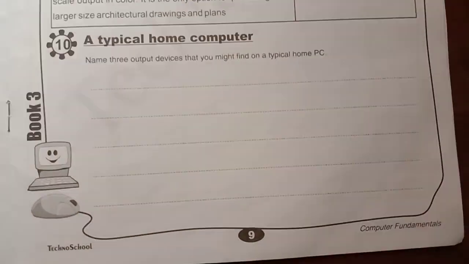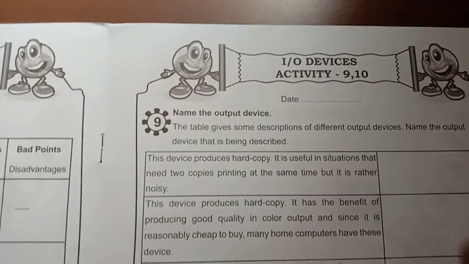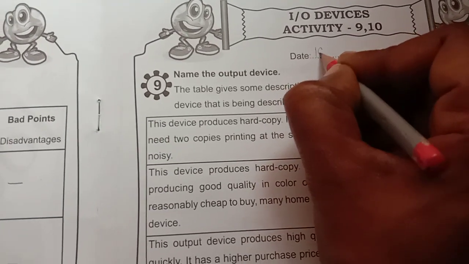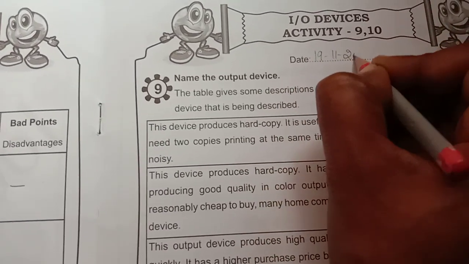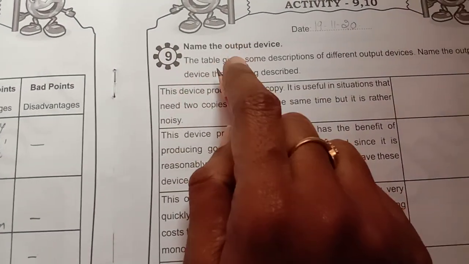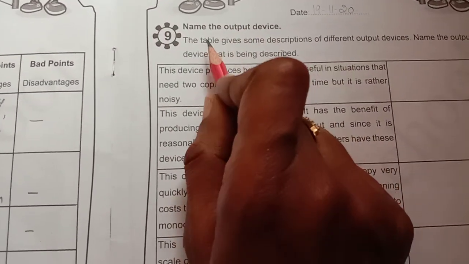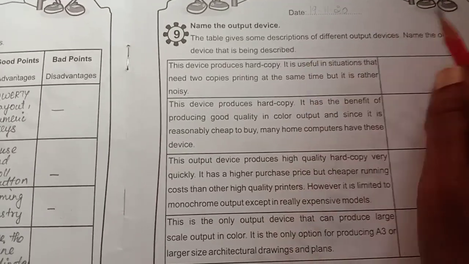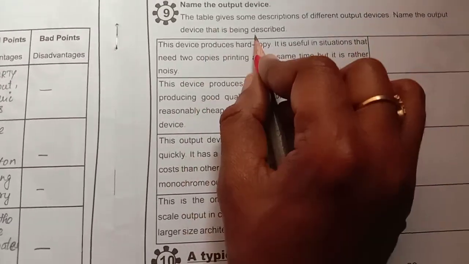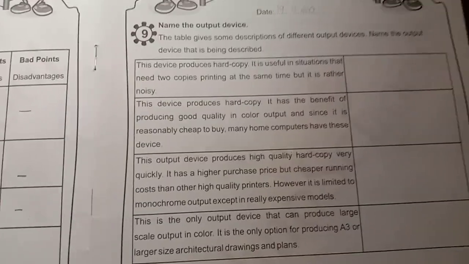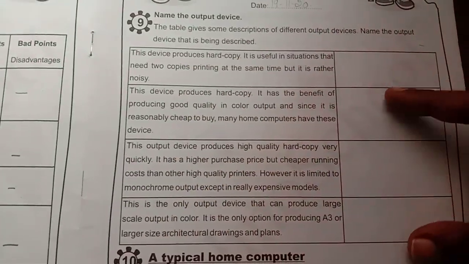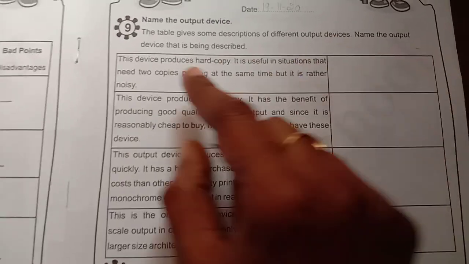Next we are moving to page number 9, that is activity number 9 and 10. Mention a date, 19/11/2020. We need to name the output device. The table gives you a description of different output devices. Name the output device that is being described. So we have certain descriptions, based upon that, we need to give the related answer.